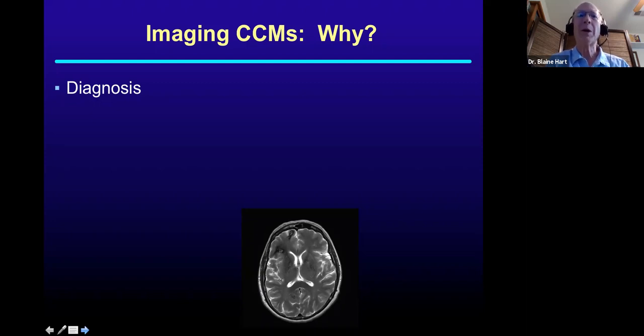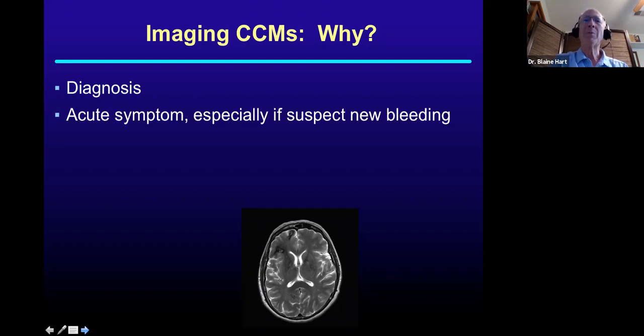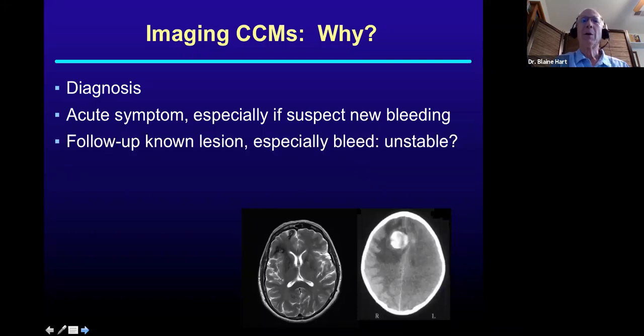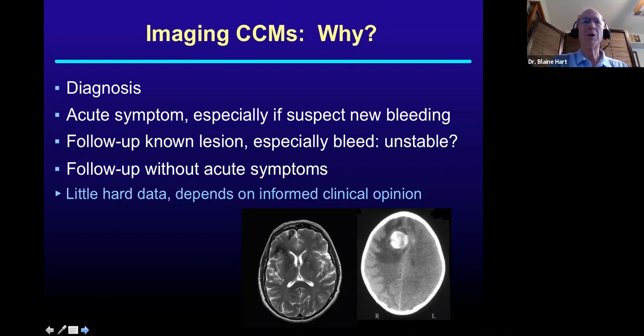For example, somebody who has a family history and wants to understand, do they have any problems themselves? Another reason would be someone who may or may not have a previous diagnosis, but now has acute symptoms, especially if we suspect acute bleeding. Once we know there's a problem, it may be appropriate to do some follow-up, especially if it's bled in the past, and perhaps to get an idea as to whether there's a more unstable lesion.